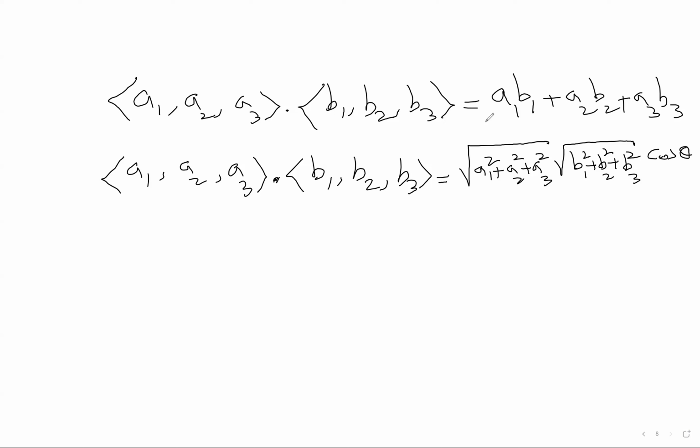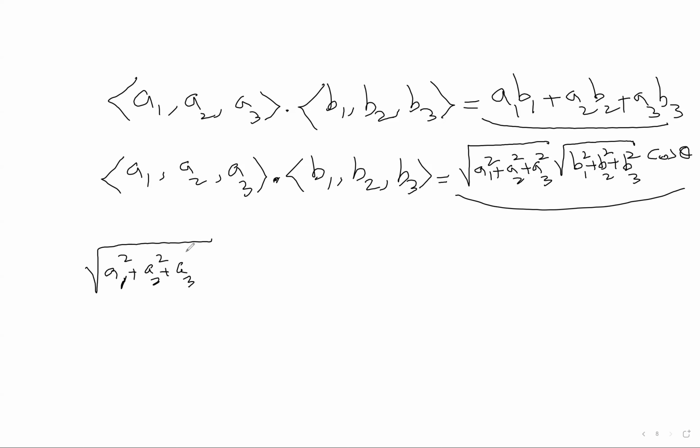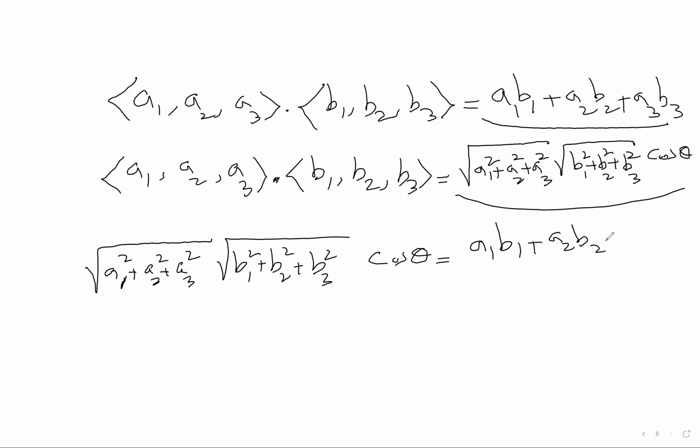So I set these two equal to each other. They are the same thing obtained in two different ways. So that radical A1 squared plus A2 squared plus A3 squared times the radical of B1 squared plus B2 squared plus B3 squared times cosine of theta is A1 B1 plus A2 B2 plus A3 B3.